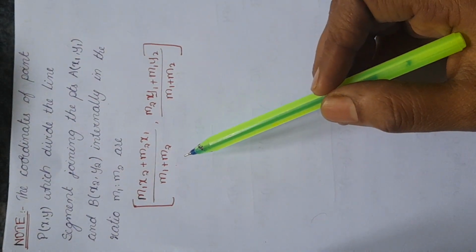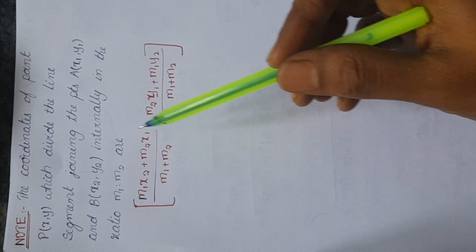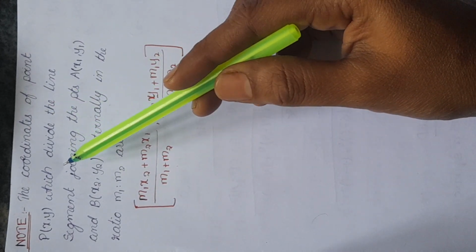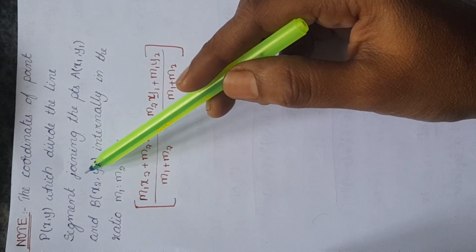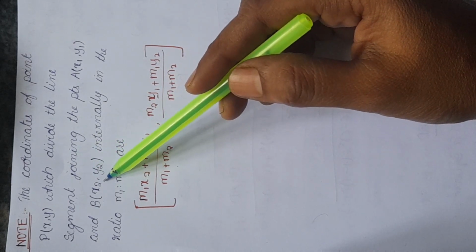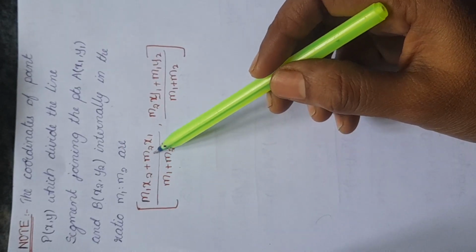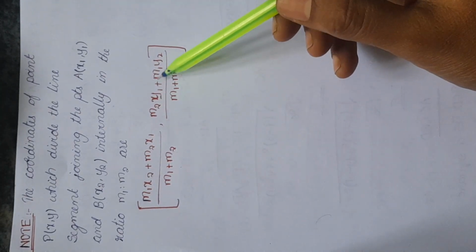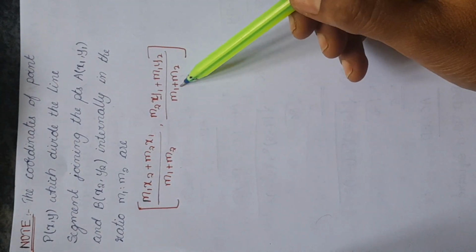Today let us discuss exercise 7.2 in coordinate geometry topic of 10th class. Let us see a note point. The coordinates of a point (x, y) which divides the line segment joining the points A(x1, y1) and B(x2, y2) internally in the ratio m1:m2 are (m1 x2 plus m2 x1) by (m1 plus m2). This is the x coordinate, and (m1 y2 plus m2 y1) by (m1 plus m2). This is the y coordinate.